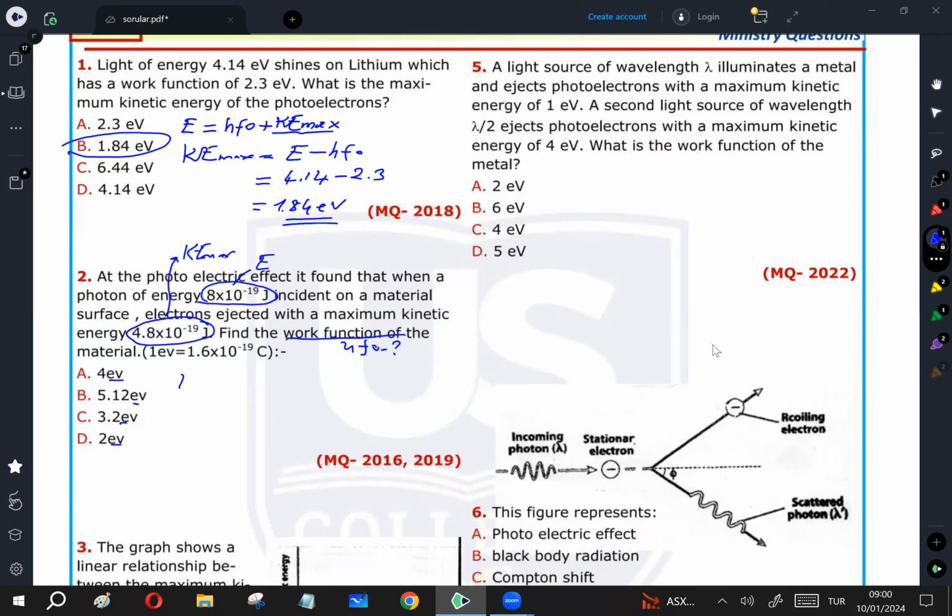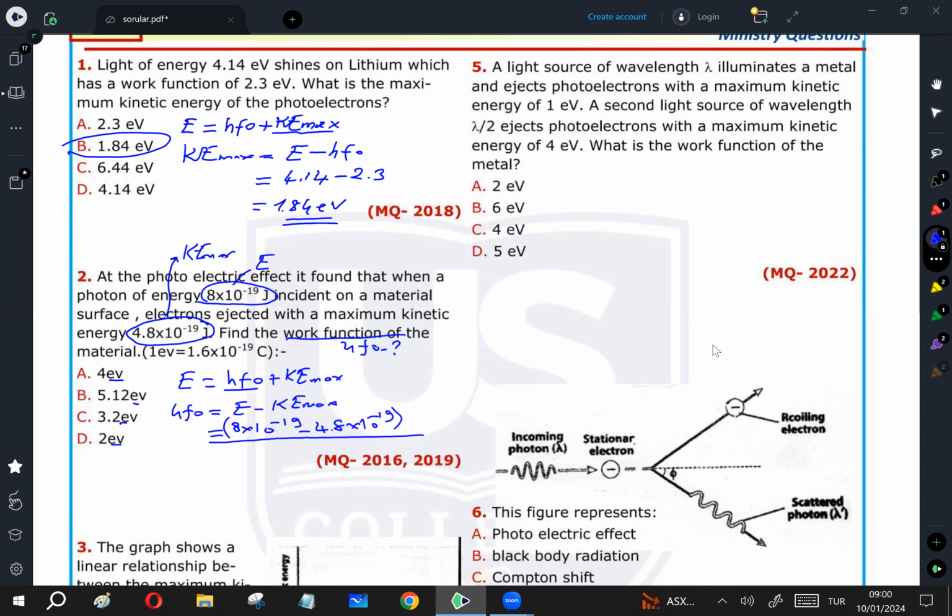So we know E is equal to hf0, which is work function, plus maximum kinetic energy of the photoelectron. So I will calculate hf0 as E minus maximum kinetic energy of the photoelectrons. Energy of the photon is given as 8 times 10 to the power of negative 19 minus maximum kinetic energy 4.8 times 10 to the power of negative 19. If we do this operation, we will get result as joule, but choices are given in electron volt.